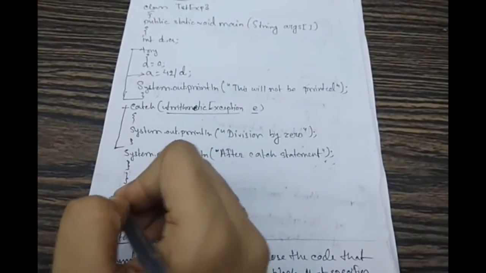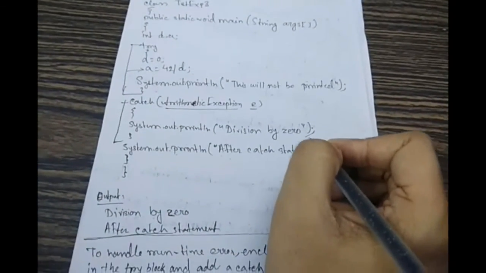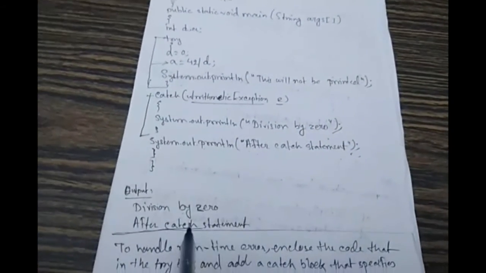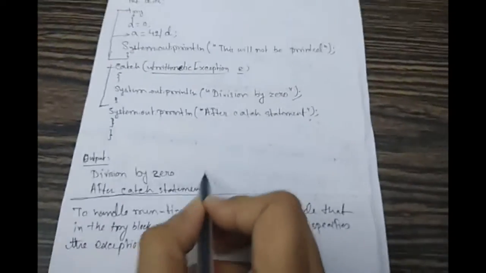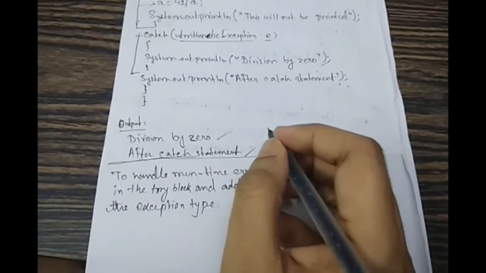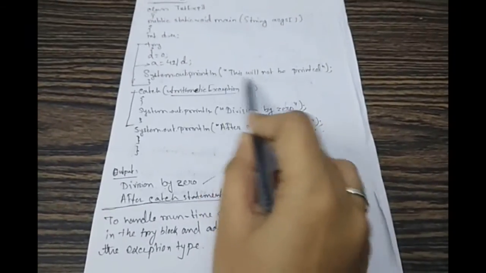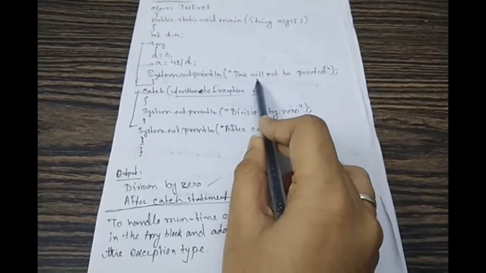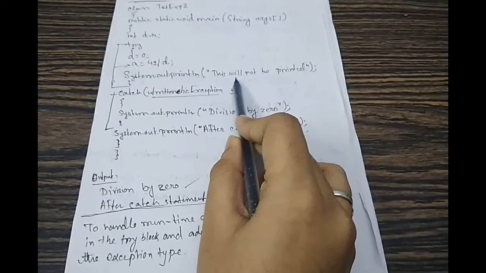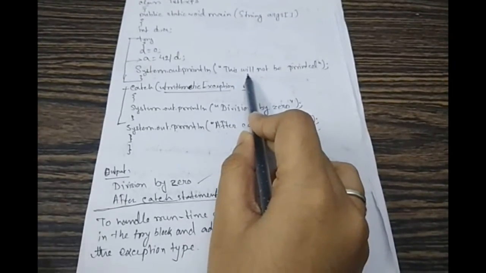So you can expect in the output there are two messages. One is there is an error caused by division by 0 and the other is after catch statement. So in output only two statements will be printed, division by 0 and after catch statement. So you can see that this line, that is just after the exception in the try block, will not be printed.